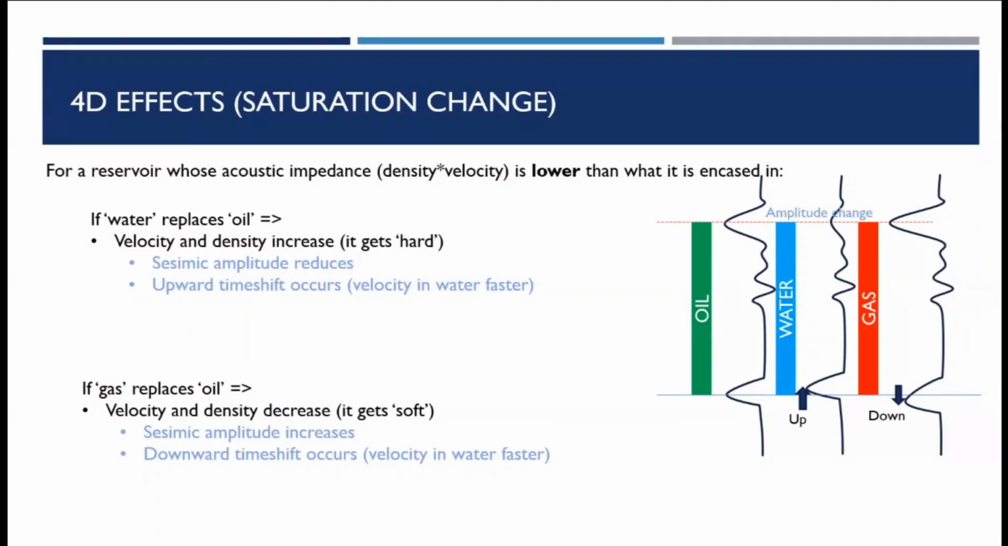So velocity in water is faster. It's important to remember when it comes to the gas, it's a typo here. So velocity is going to be slower when it's moving through the gas.